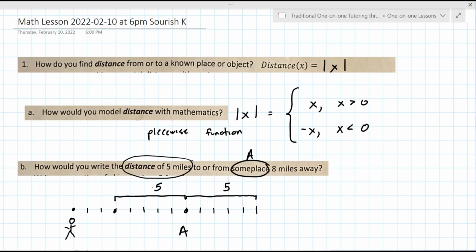So how would you write the distance of 5 miles to or from someplace 8 miles away? I think what they're trying to get you to see is that it could be 8 plus 5, which is 13, or it could be 8 minus 5, which is 3. Do you see how this is 3 away here? I don't know. This is worded very strangely. I think there's a better way to do it, but this is what you have in front of you. So we'll just work our way through it.